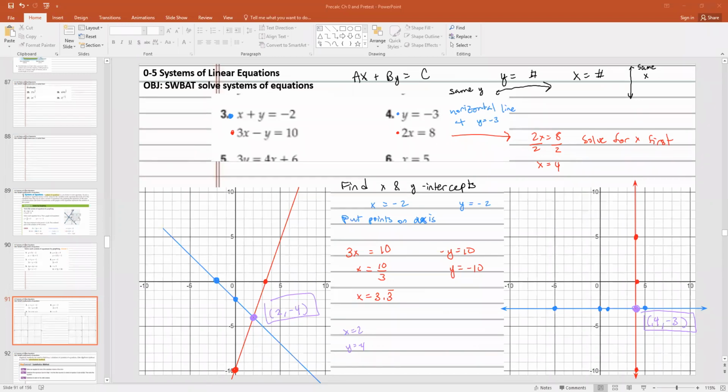All right. So that's how to graph y equals or x equals. You do see those quite a bit, so just look out for them. Make sure you know how to do it.